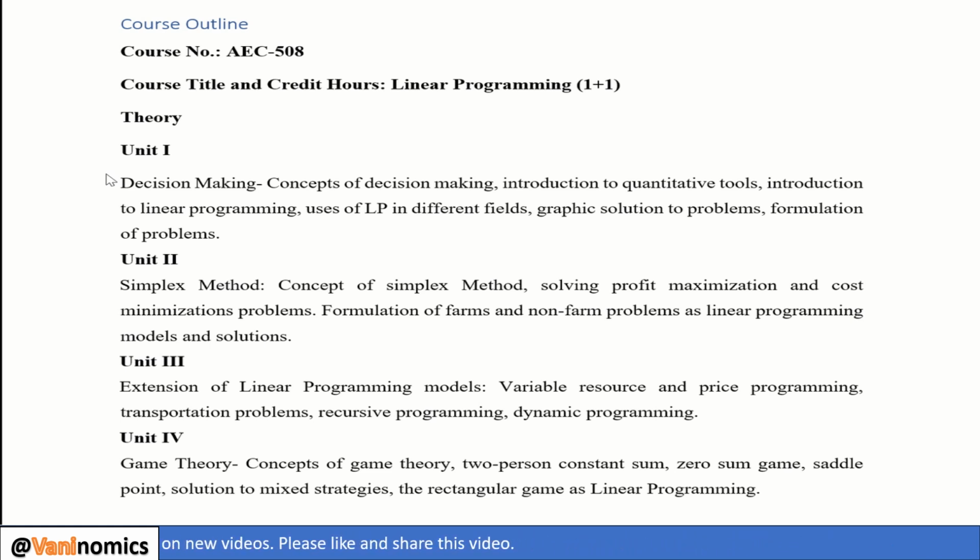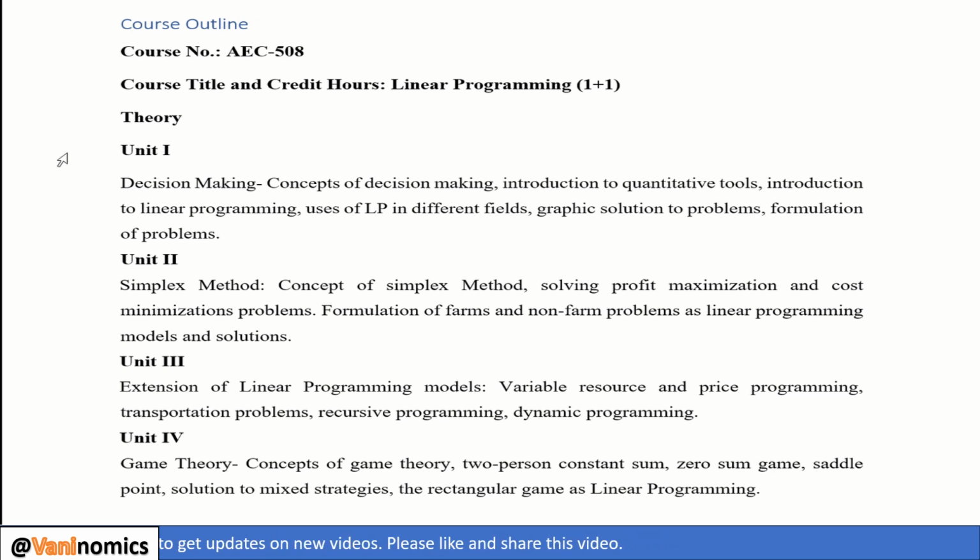In the new ICAR-BSMA syllabus, the theory portion begins with unit 1, which is regarding decision making. The concept of decision making, what is decision, how many steps are there in making decision, which steps are very crucial and important. And then we will talk about introduction to quantitative tools. Here we'll talk importantly about budgeting and also about break-even analysis.